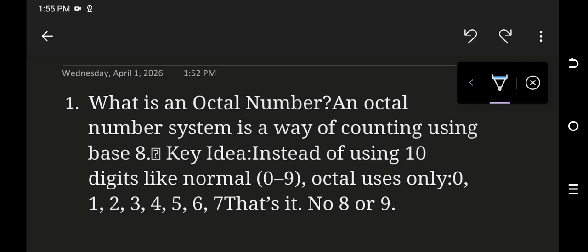So we're going to learn how to convert an octal number into a hexadecimal number. So stay tuned.